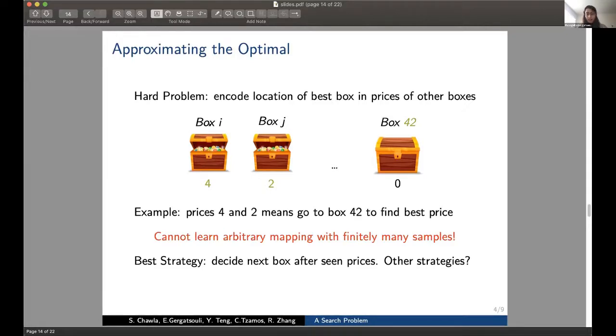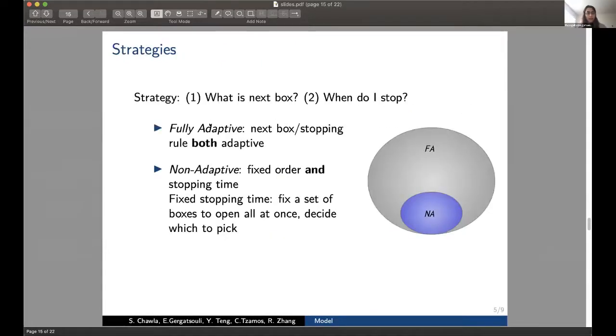But okay, let's back up a bit now. The strategy I described is looking at whatever we found inside the boxes and then adapting what the next box will be. So is that the only possible strategy? What other strategies can we think about? Let me describe in a bit more detail what a strategy is. A strategy is basically an algorithm that has two components. At every step, it tells us what the next box is that we should open, and when we should stop. What I described so far is what we call the fully adaptive strategy.